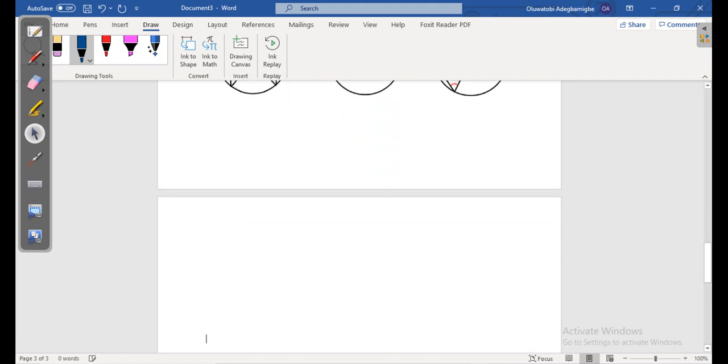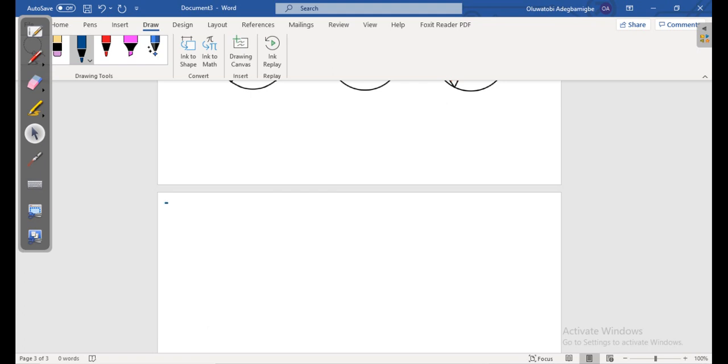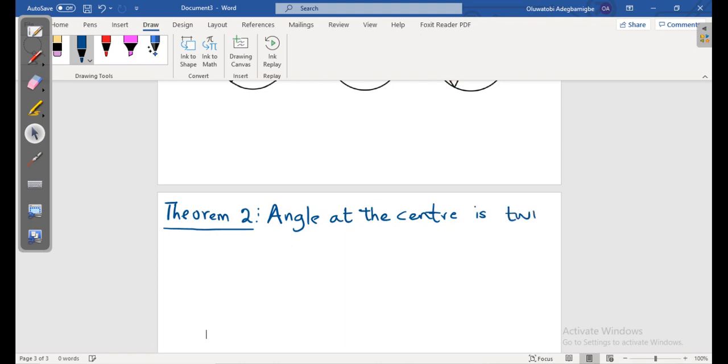Okay, so we're going to move to another theorem. And this theorem states that angle at the center is twice angle at the circumference. That the angle at the center is 2 times the angle at the circumference.